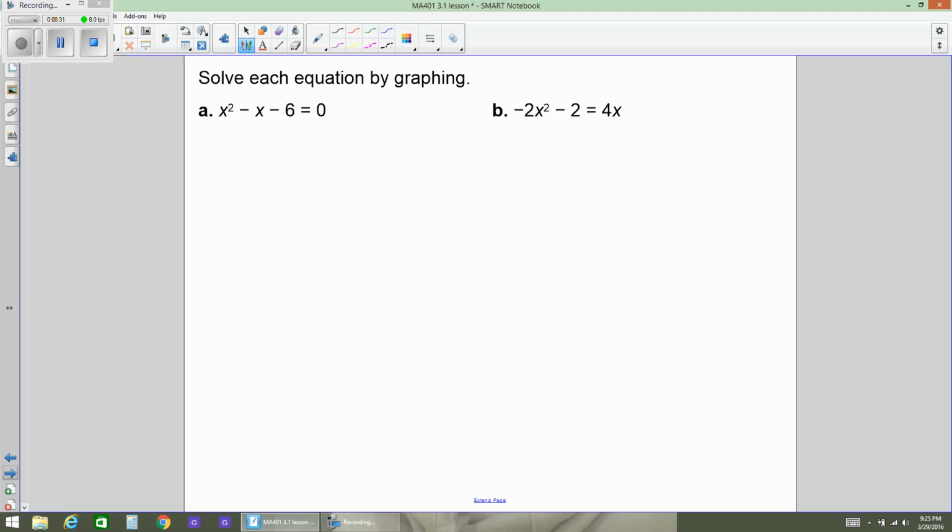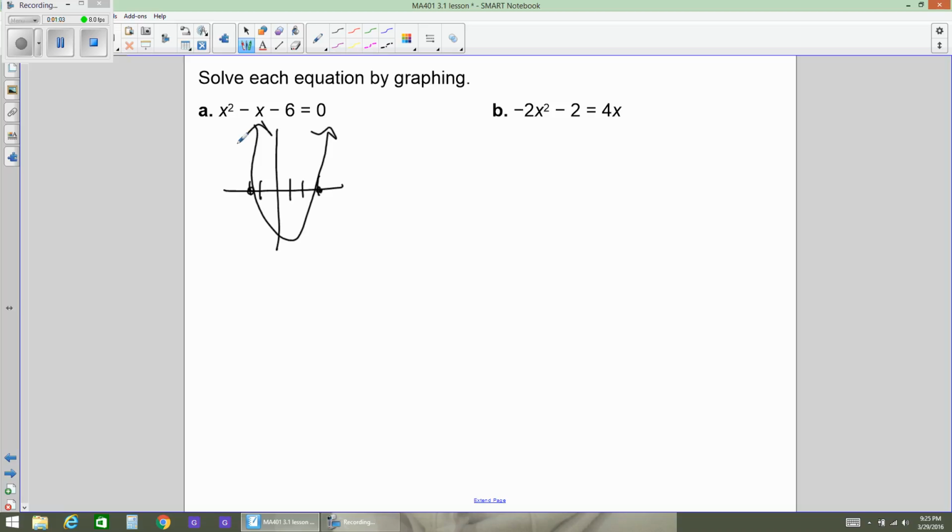It says solve each equation by graphing. Grab your calculator. We are not going to do this by hand. Turn it on, get your y equals, plug that in there. We've got x squared minus x minus 6 equals 0. Press graph, and what you should see is a graph of a parabola that looks something like this.